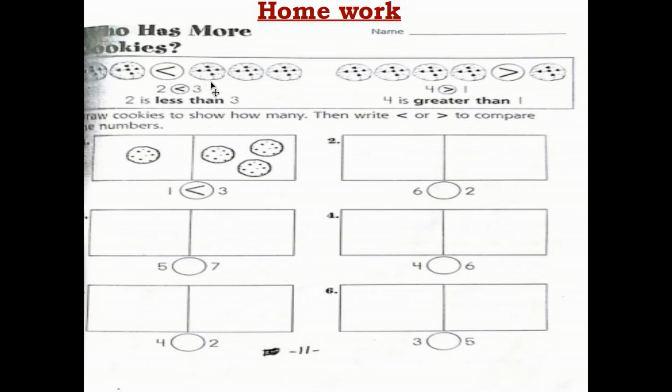Here you have 2 cookies and 3 cookies here. When you compare these two, you will have this less than sign here. 2 less than 3, and also here 4 greater than 1. Based on the examples given, now try to relate this one. The first one, 1 and 3, so what sign should be put? Less than, greater than, or equal? So the answer is less than. Again now, based on this, try to complete the others. This will be your homework for the next class. So this is all about today's class.